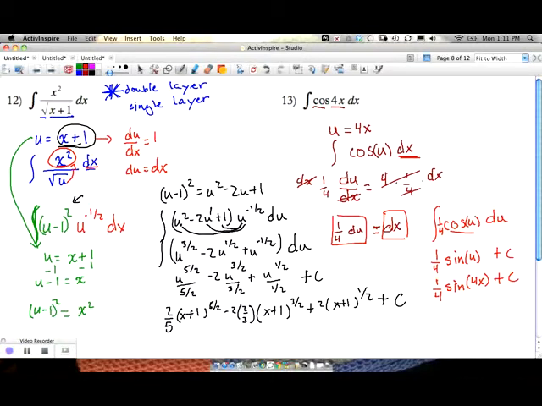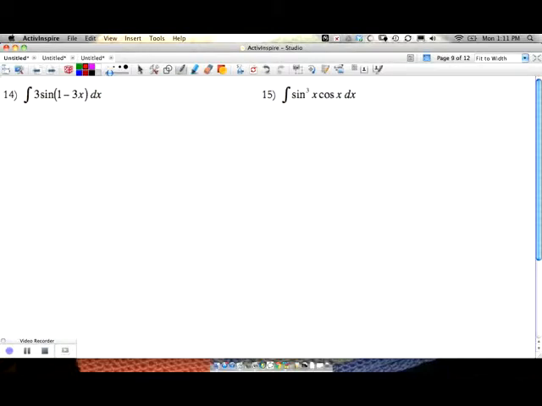Right, let's look at the next one. How many more do we got? We got quite a bit here, but now we're into trig, and trig goes faster than you would think. It's kind of weird. It just runs through it because it follows the same pattern.